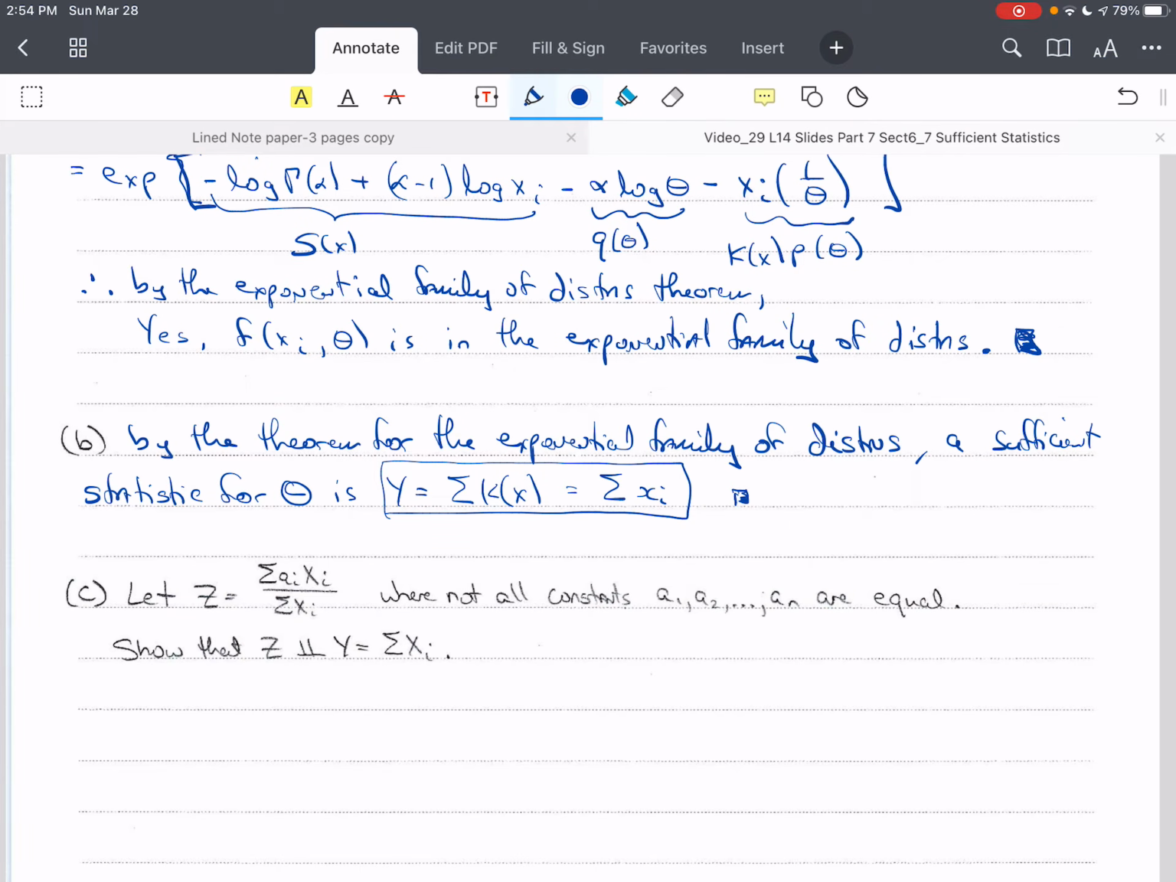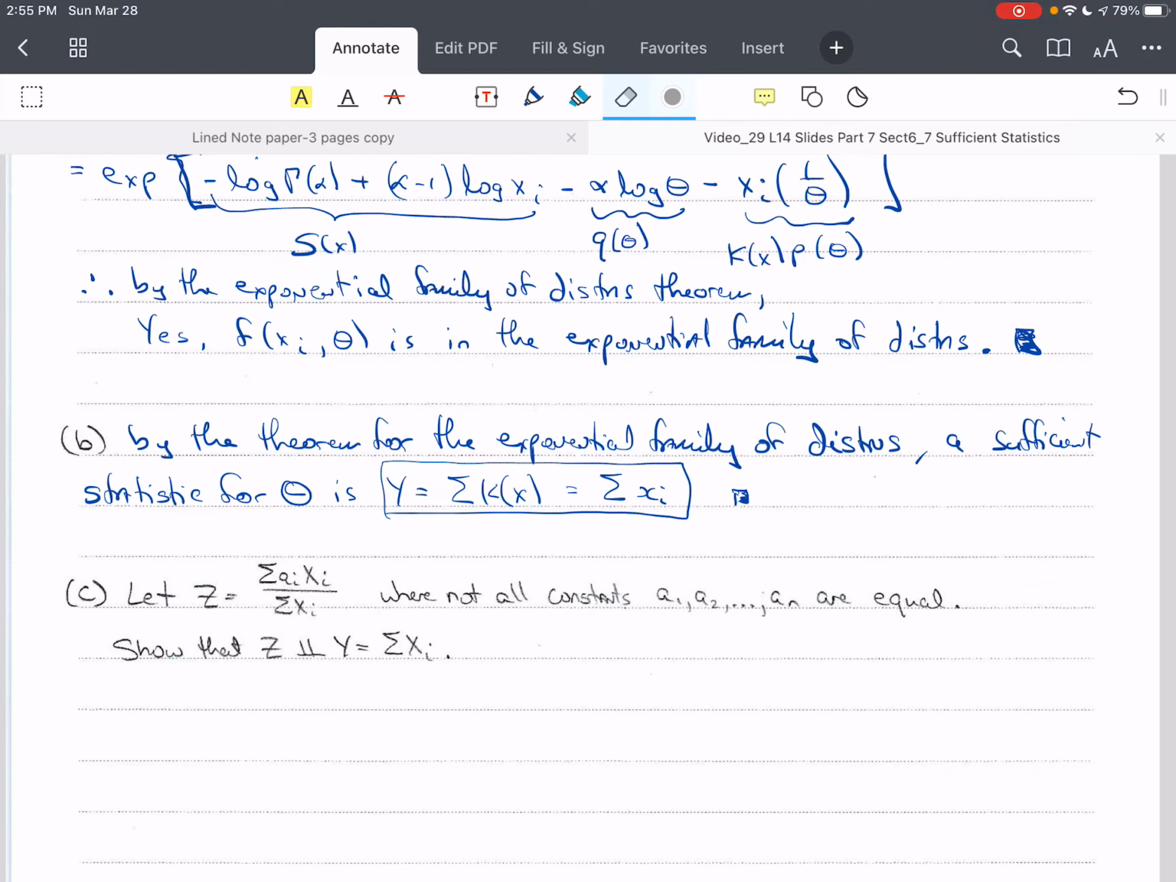Okay, so part C is we want to let z equal the sum of a_i x_i divided by the sum of x_i, where not all the constants a1, a2, through an are equal. Okay? It could be that all of them are equal except one, but we're saying that not all of them are the same. Otherwise, we could just factor out the a sub i's. If they're a constant, they don't change, then you could rewrite this as the sum of x_i over the sum of x_i, which is just equal to a. So we're saying that's not the case here.